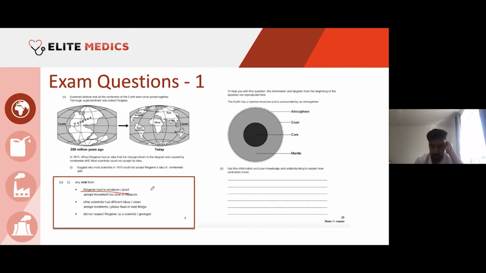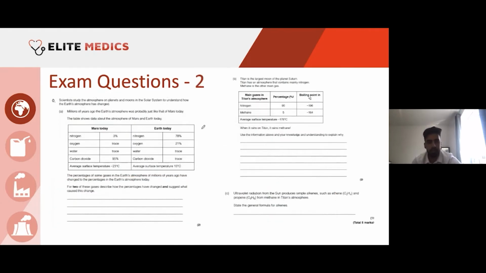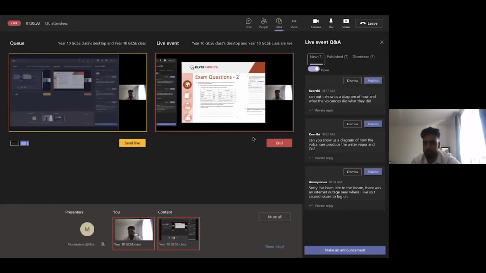Okay, so use this information and your knowledge and understanding to explain how continents move. Okay, so this one's a bit of a tricky question. You wouldn't know this just from chemistry, but the plates move. The heat energy causes convection currents in the mantle, and that's what causes the continents to move around. Okay, it's not really chemistry, it's a bit of a tricky question, this. Okay, are we happy with that?